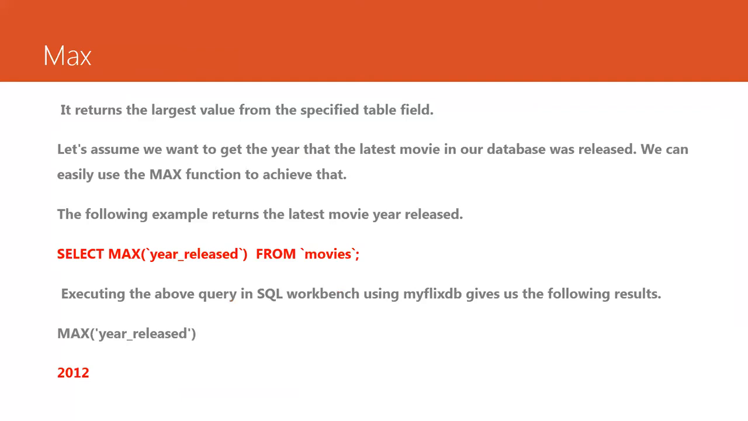Next function is max. It returns the largest value from a specified column. Let's assume we want to get the year that the latest movie in our database was released. We can easily use the max function to achieve that. The following example returns the latest movie year released. The query is select maximum year released from movies. Executing the above query in SQL using MyFlix gives the result: the maximum year released is 2012.